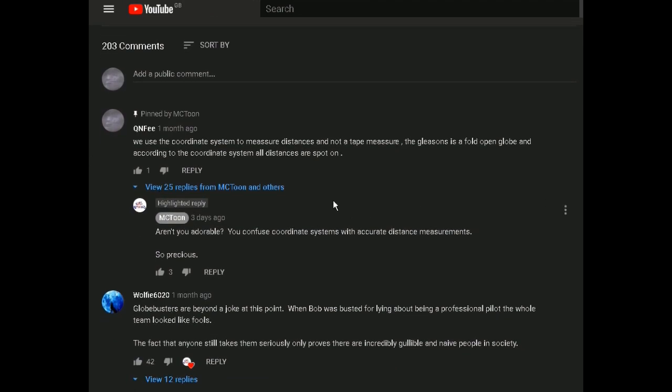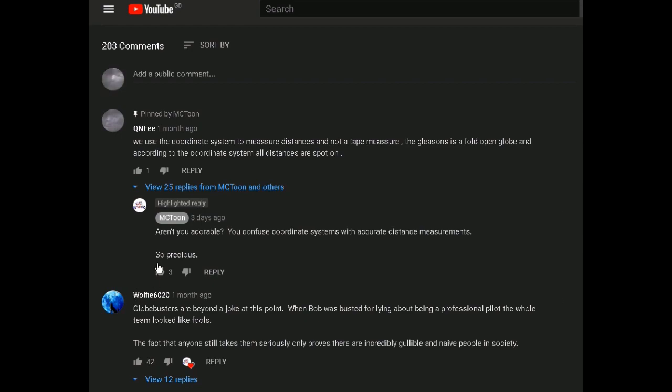And then I told him you cannot measure distances with the tape measure. You must use the coordinate system. And then he tells me I'm adorable. You confuse a coordinate system with accurate distance measurement. So precious.